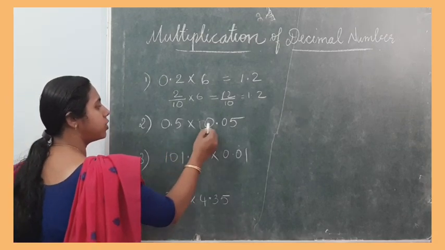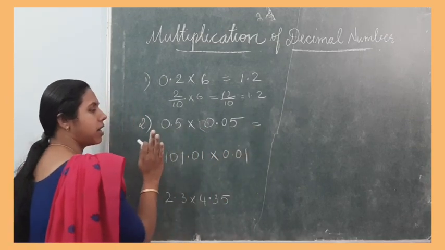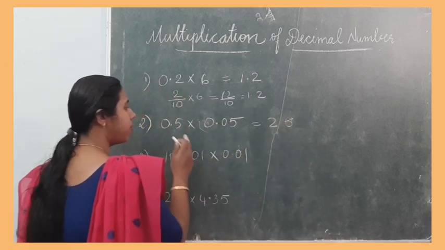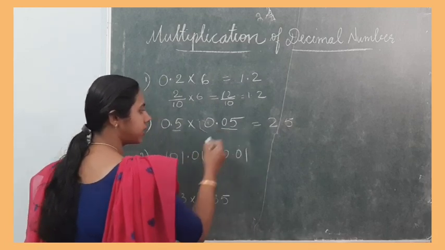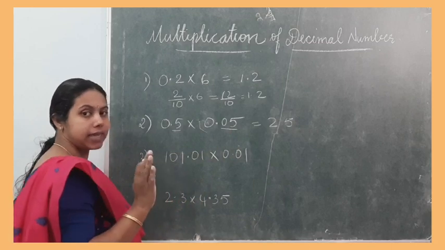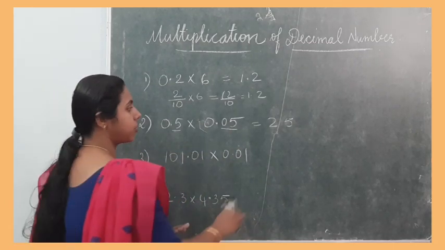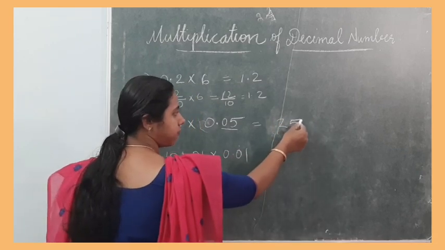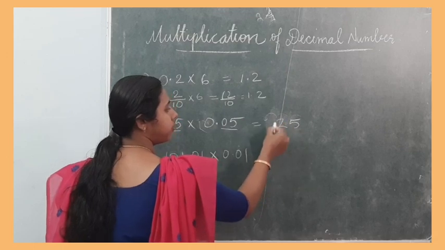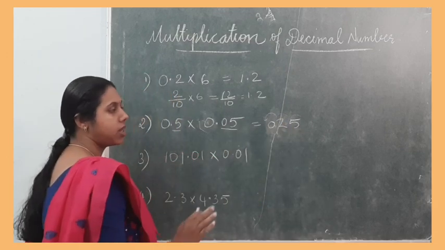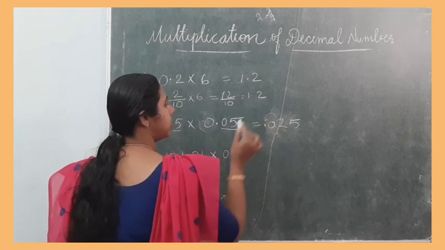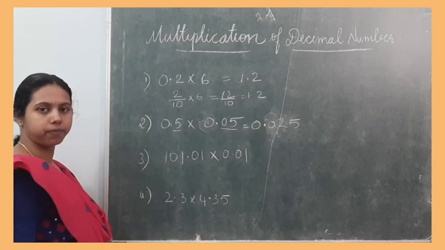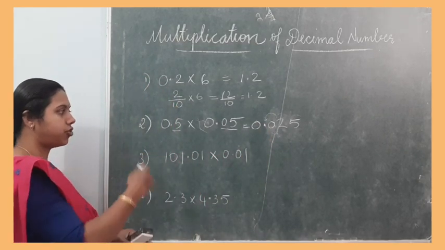Next, 0.5 into 0.05, which is equal to, just multiply them as a whole number. 5 into 5, 25. How many decimal places? Here 1, here 2 decimal places. So 1 plus 2, total 3 decimal places. So here only 2 digits, 25. You need 3 decimal places. So start counting from here. 1, 2, 3. One more number we need. So you put a 0. Now after 3 decimal places, put the decimal point. So the answer is 0.025.